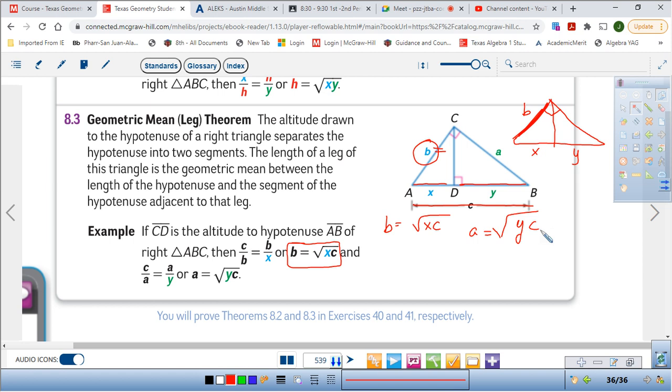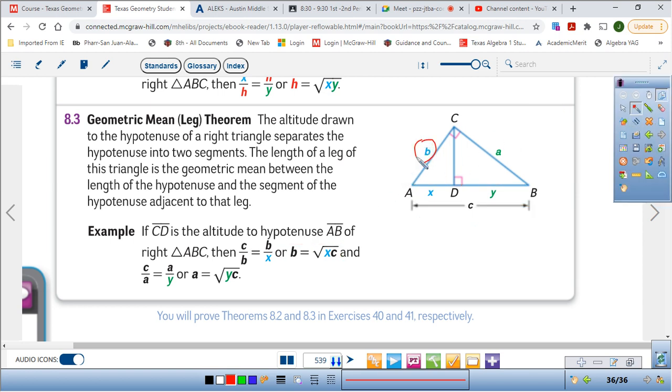Okay, so let's look at this part. Ready? I'm going to erase it all and show you. This one's equal to this stuff here. You see this? B is equal to the geometric mean of X and C. You're okay with that one? This one's equal to this stuff. A is equal to the geometric mean of the one that's next to it, Y, and the whole hypotenuse, C. This one, I'll go with D.